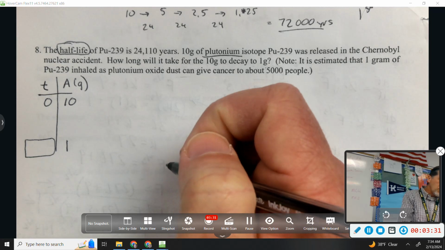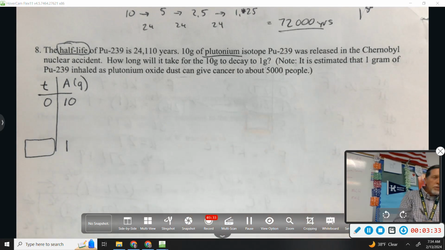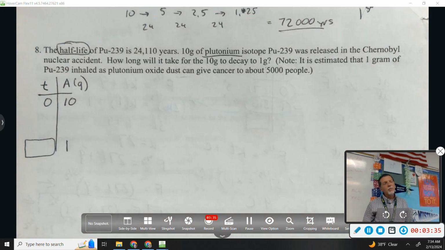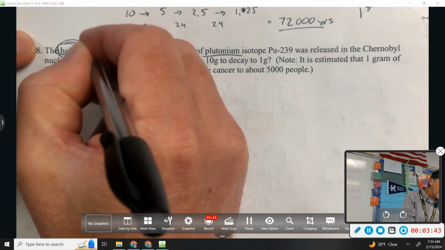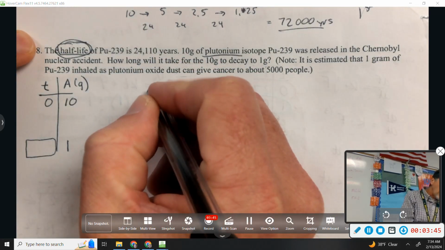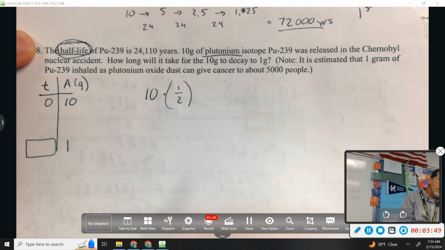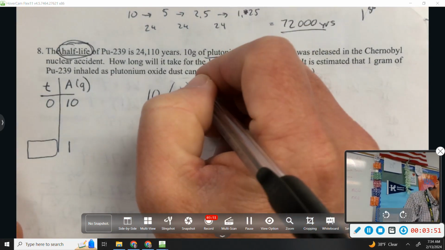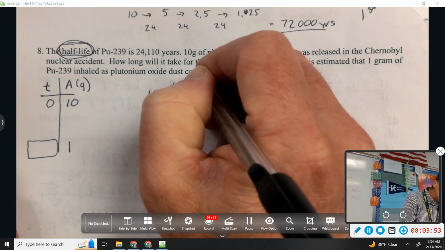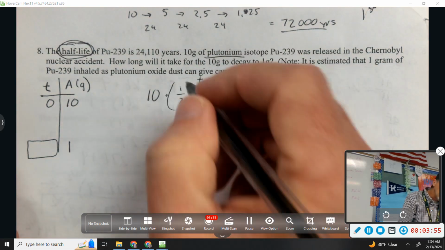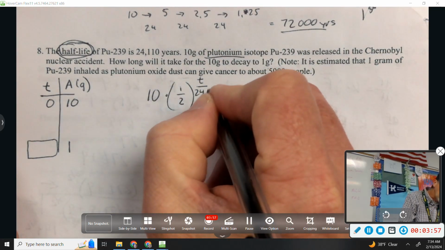There's a couple ways to work this problem. One way matches all the other equations, so that makes it easier in that sense. But the other way is using this idea of half-life. Whatever our starting amount is, we're going to multiply by a half however many times. So time over 24,110.